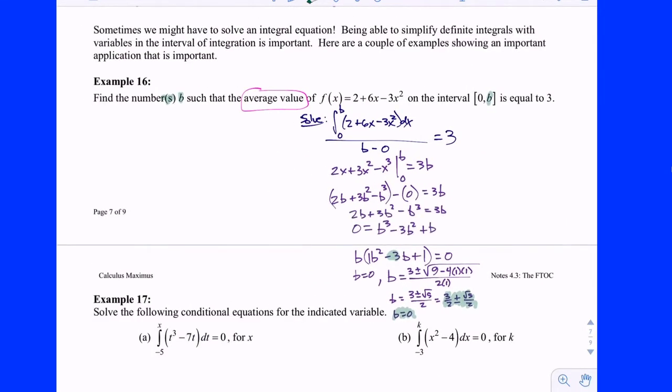And going back to the question, it said to find the number or numbers. So yeah, I was maybe anticipating there were more than one. Now, which one of those makes sense? All 3 of them?